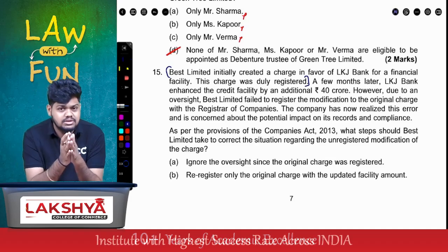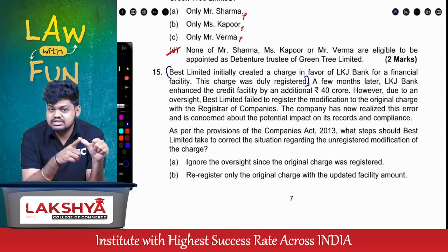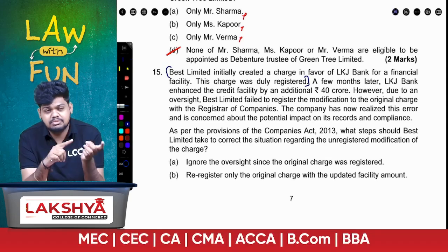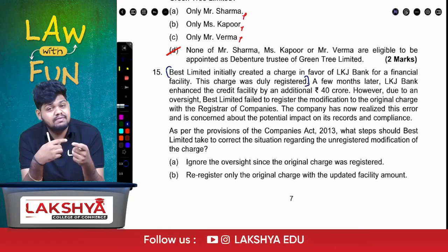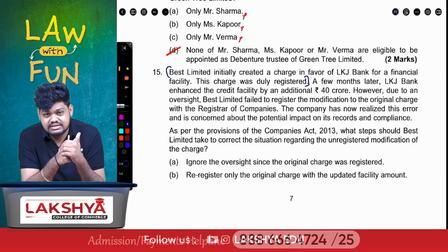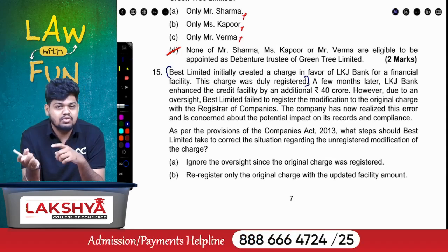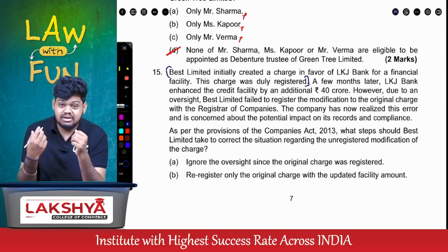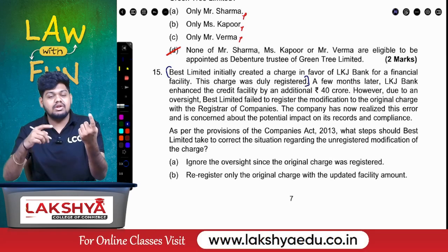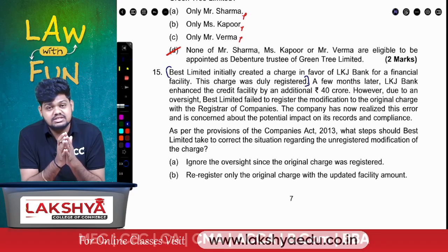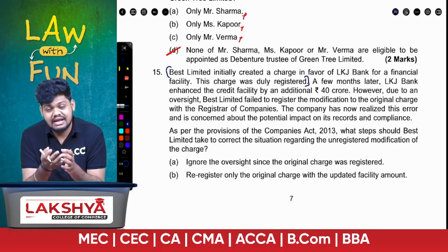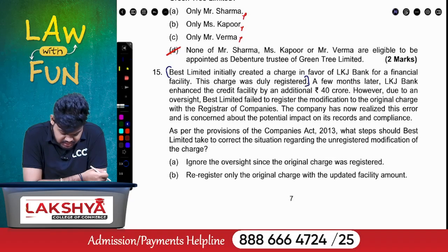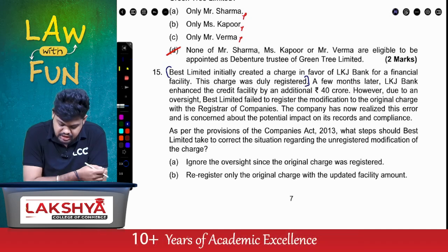If you remember the concept, guys, the charge must be registered under section number 77 within a period of 30 days from the date of creation of charge, it must be registered with the ROC. And if at all any subsequent modification arises in the charge so registered already, we have to file under section number 79B, modification of a charge. But the company filed 77 but failed to file the modification of charge under section number 79B.